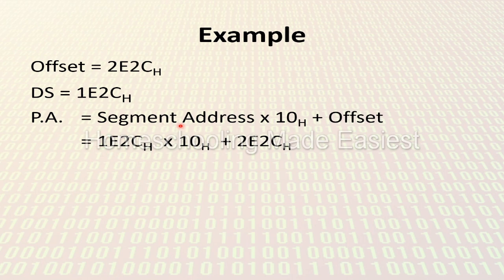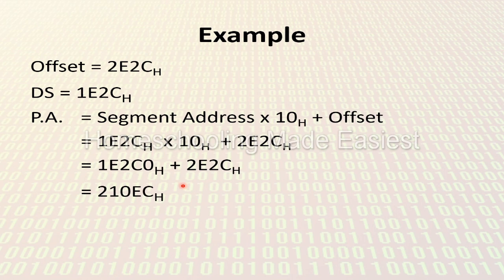This one will be evaluated first. So 1E2C multiplied by 10 will give us 1E2C0. To that result, we now add the 2E2C, the offset. So 1E2C0 plus 2E2C, in hexadecimal addition, will give us 210EC. So this is now the actual, or the physical, address of the input data.